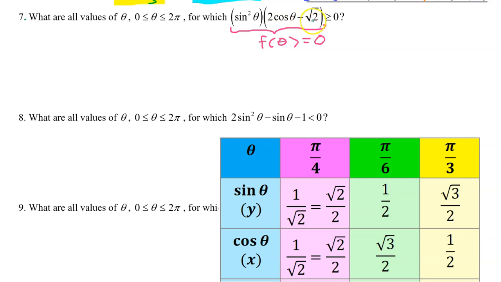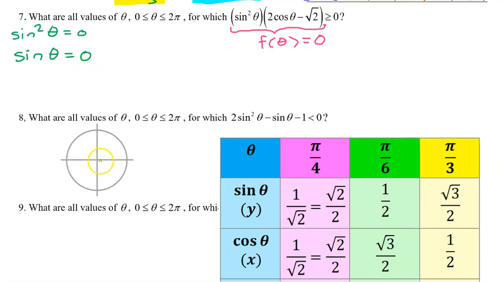Since it is already written in factored form, we can set each one of these factors equal to 0 and solve. So let's start with sine squared theta is equal to 0. Taking the square root of both sides unsquares this, but the square root of 0 is still 0. So we end up with sine theta is equal to 0. Sine is the y value on the unit circle, and y values are equal to 0 at this position and this position. That is 0 and pi. So these are the first two critical values we will include on the sine chart later.